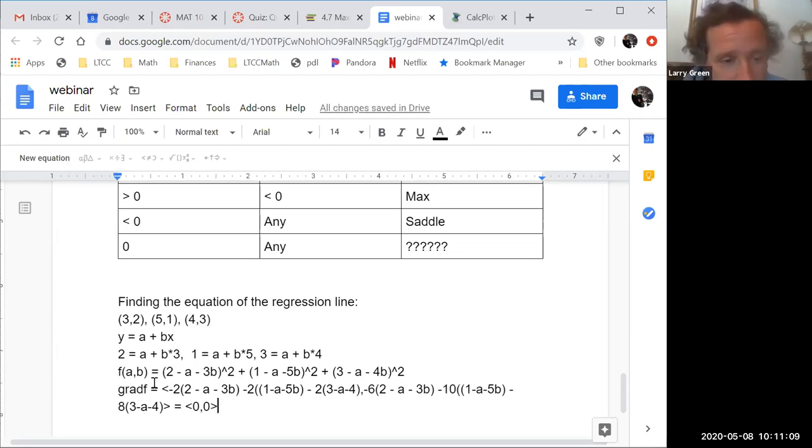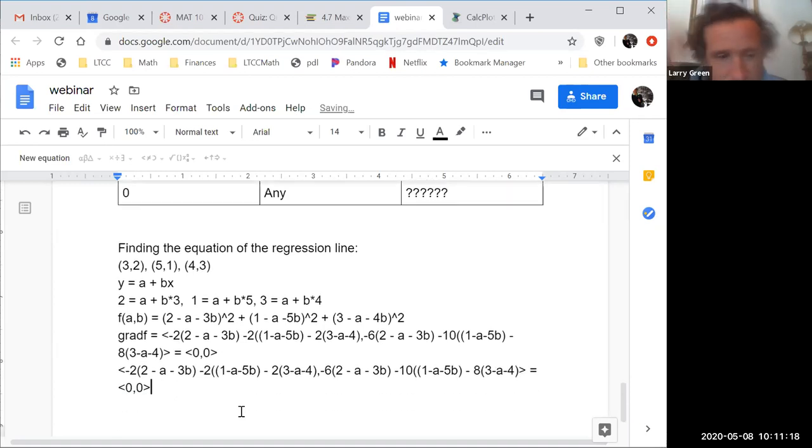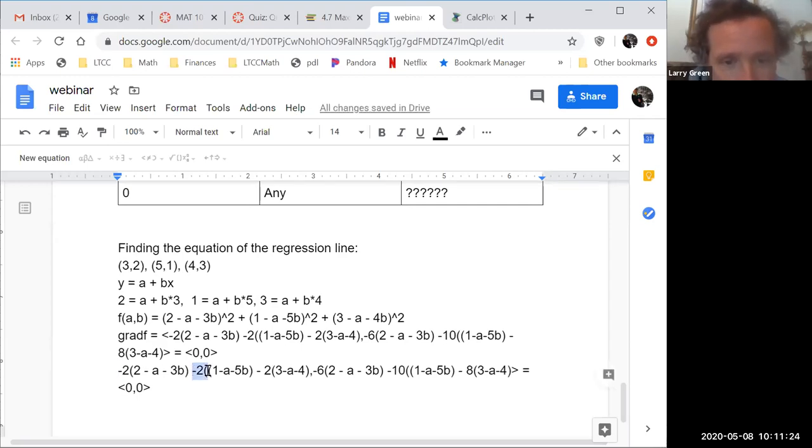Okay, so what that does, and I'm gonna do what I can, copy and paste, so I don't have to keep writing, is we could set each component equal to 0. So we can set the first component equal to 0. And then we can set the second component equal to 0.